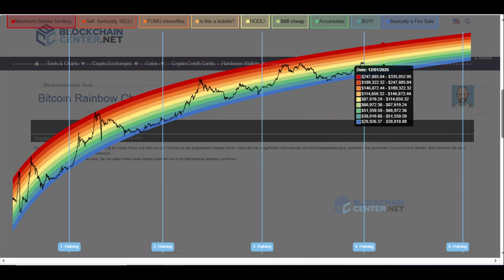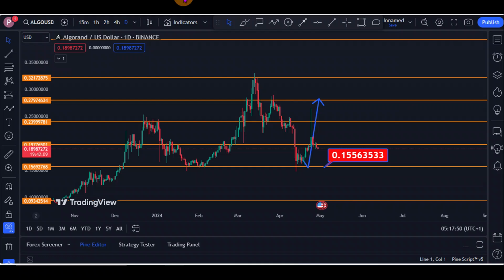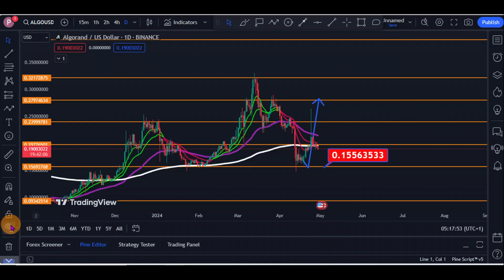So for Algorand, what are we expecting, right? As you can see right here, we were expecting this massive push to the upside. We saw that massive jump, but as you can see, basically we have consolidated back down to the downside. So what are we expecting next?